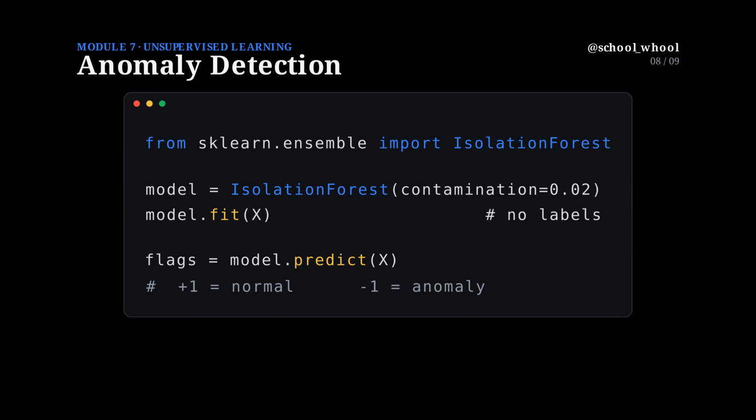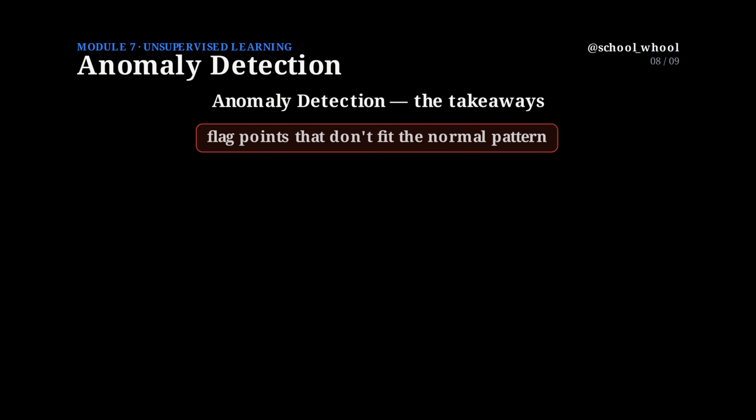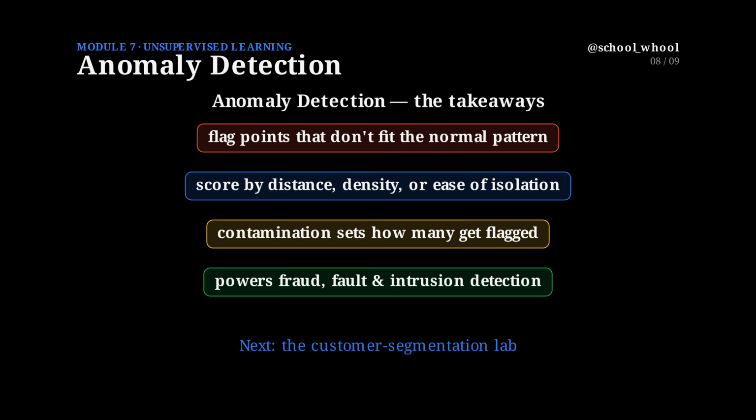To recap, anomaly detection finds the points that don't fit the rest, by distance, by density, or by how easily they can be isolated. The contamination sets how many we flag, and methods like the isolation forest scale nicely. It powers fraud, fault, and intrusion detection everywhere.